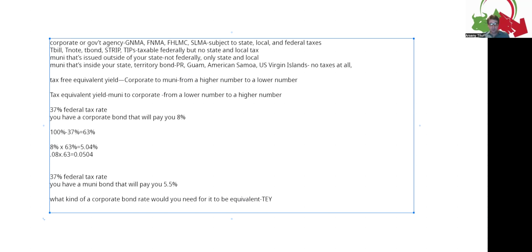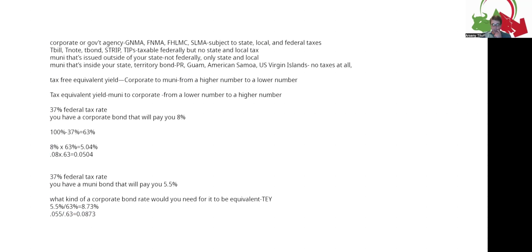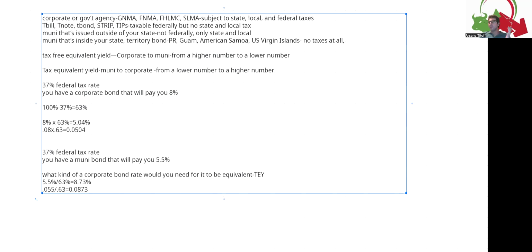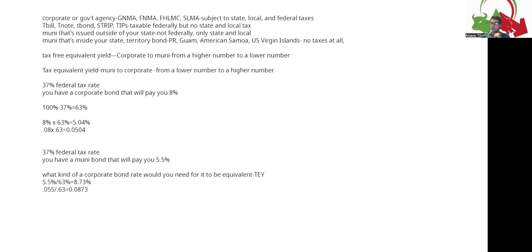And it's going to give me 8.73%. So basically what that's telling me, very simply, is that if I want to buy a corporate bond, if I'm in the 37% tax bracket, and if I can buy a muni that pays me 5.5, in order for me to find a corporate bond that would pay me the same amount after taxes, I would need to find something that earns 8.73%. So with this, you can shop around and figure out what benefits you the most. So this is a very useful tool to figure that out if you're interested in fixed income.